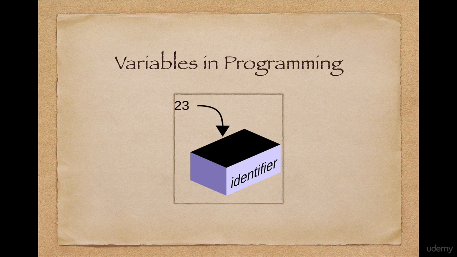A variable storage location may be referred to by several different identifiers, a situation known as aliasing. Assigning a value to the variable using one of the identifiers will change the value that can be accessed through the other identifiers. So again, don't worry, I'll talk more about that later.